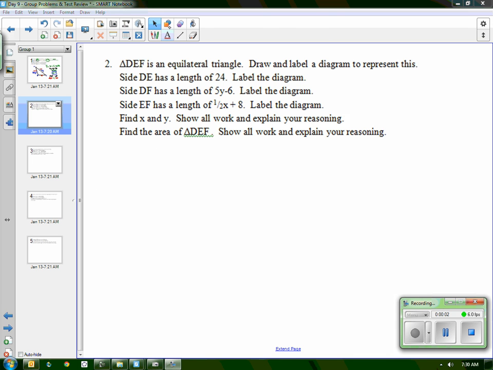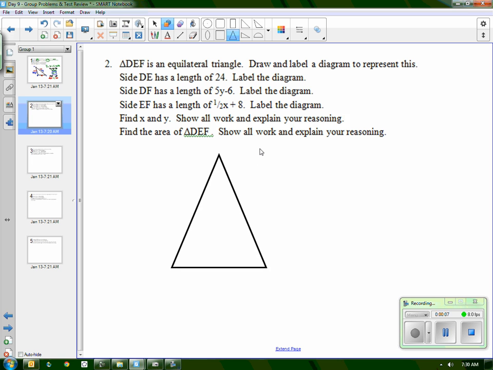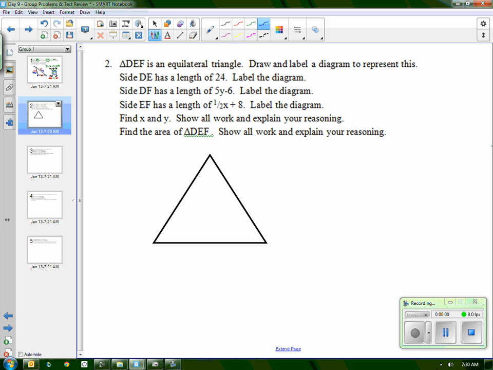Alrighty, group problem number 2. Let's see what we got here. We got an equilateral triangle. That's isosceles. Maybe I can make it. That's probably close enough to an equilateral triangle. It's just a sketch anyway. Let's call this DEF. And it says label diagram.